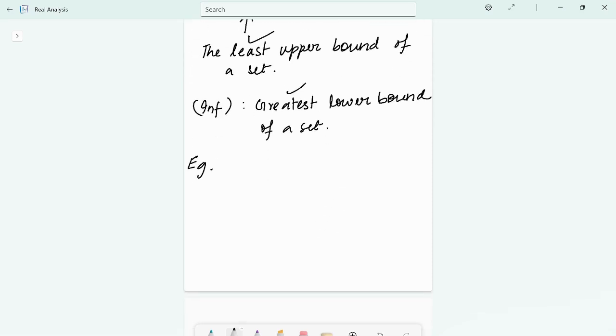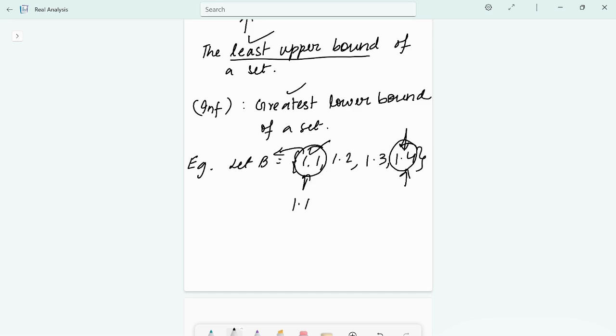Okay. Let's take the example where B is equal to 1.1, 1.2, 1.3, and 1.4. Now here, which is our least upper bound? 1.4, of course, it's the greatest number here. And what is our greatest lower bound? Is this 1.1? Because the numbers below 1.1 are also lower bounds. But what is the greatest of it? It is 1.1. So just like it, numbers above 1.4 are also upper bounds. But we will take 1.4 because it's the least upper bound.